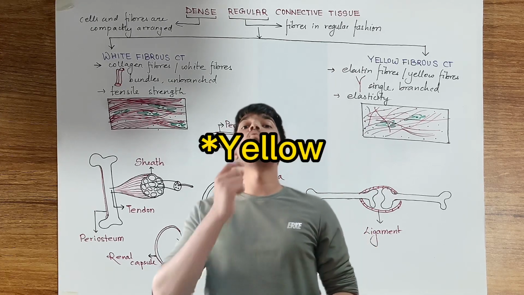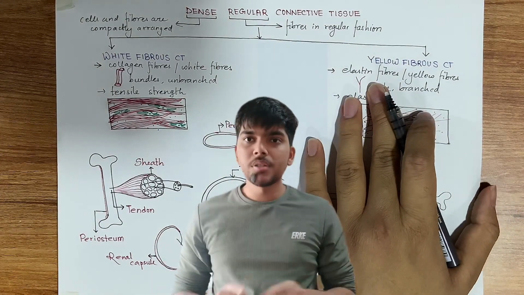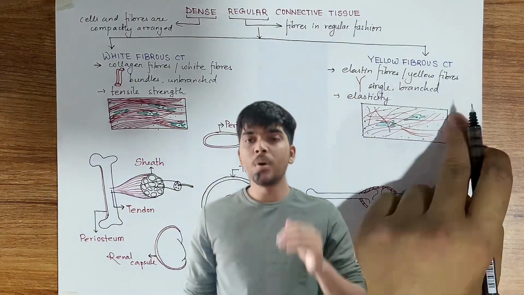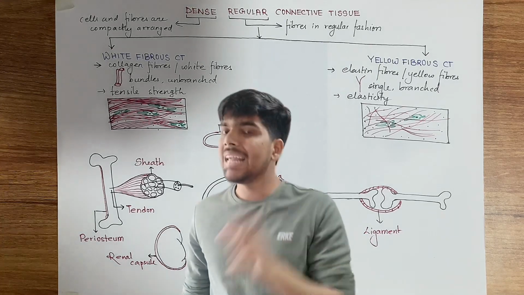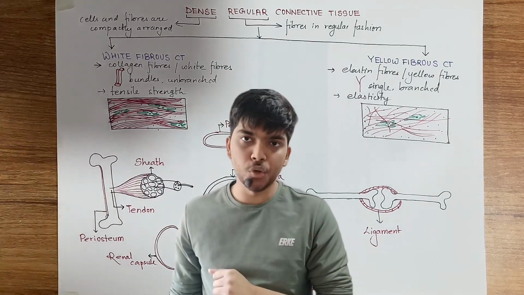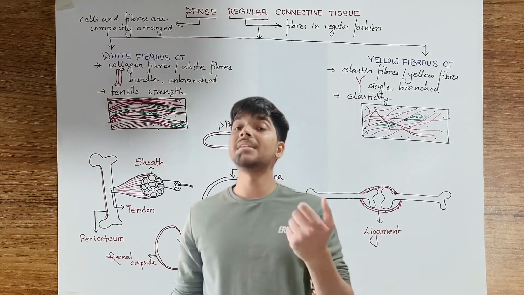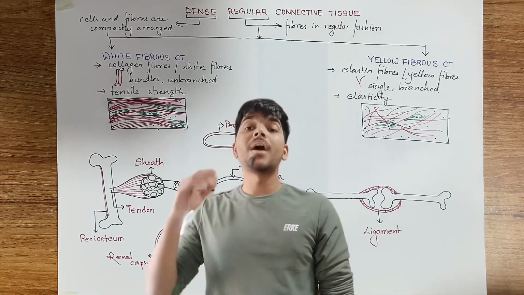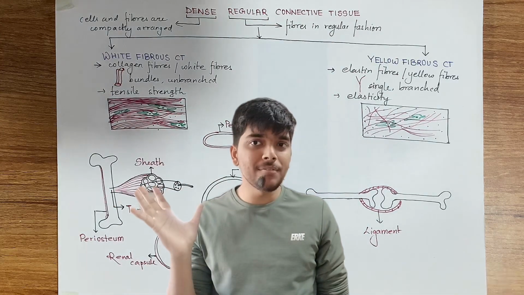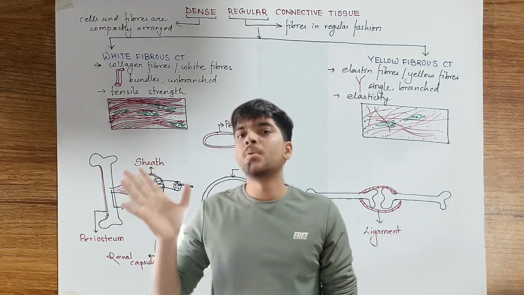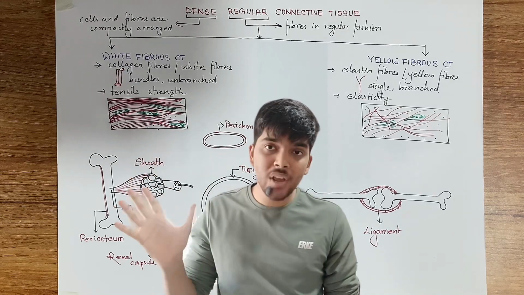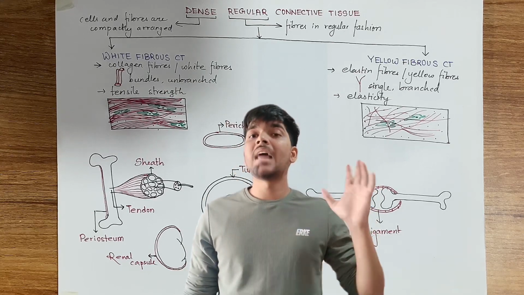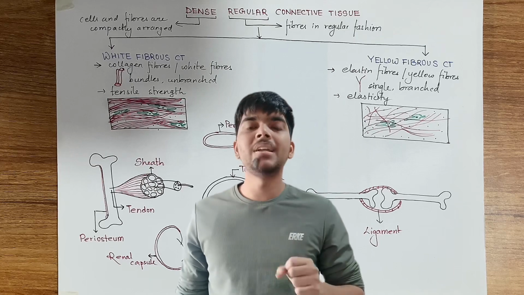Okay. In case of yellow fibrous connective tissue, in the black box, you can see that there's a very large quantity of yellow fibers or elastin fibers that contain protein elastin that provides elasticity to the tissue. And these fibers are obviously formed by cells called fibroblasts, which are also present. And these cells and fibers are present in the matrix. So there's your white fibrous connective tissue that contains a high quantity of white fibers or collagen fibers that contain protein collagen, which are found in bundles and are unbranched and provide tensile strength. And then there's your yellow fibrous connective tissue that contains a large amount of yellow fibers or elastin fibers that are found singly or individually and are branched and provide elasticity.